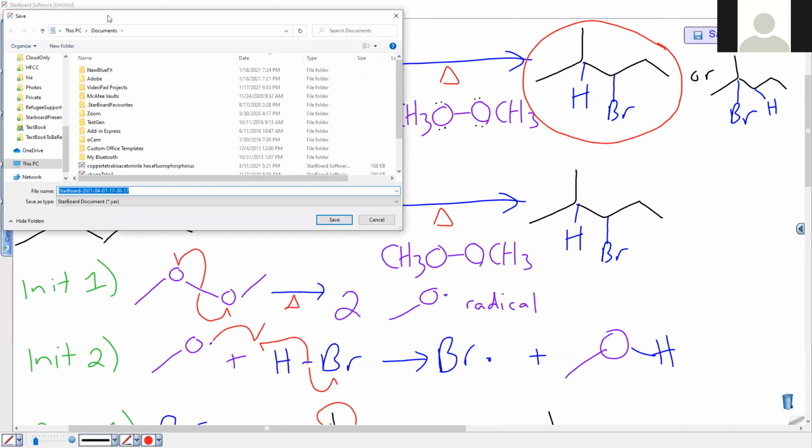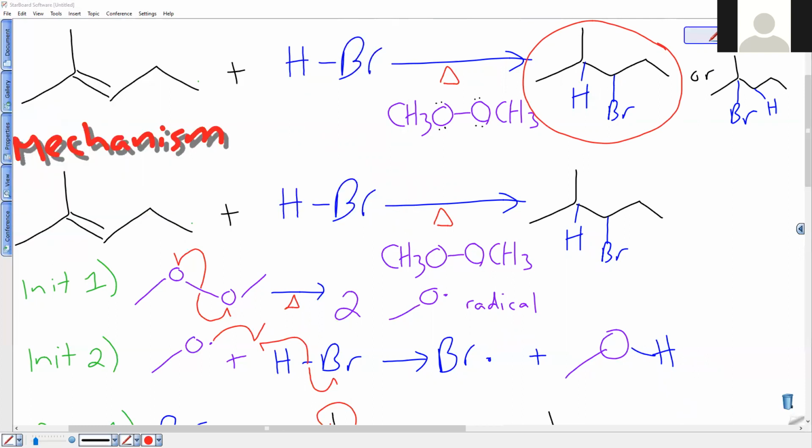And I just need to save this document so I don't lose it. Take a second. I should save it in the right spot, huh? There.